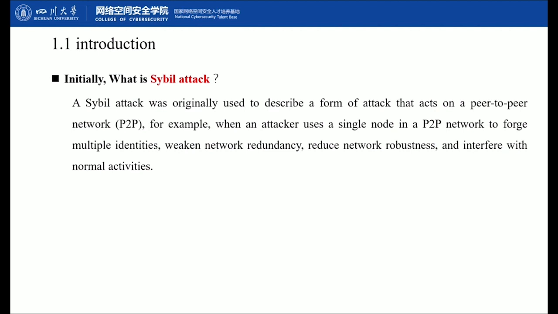A Sybil attack was originally used to describe a form of attack that acts on a P2P network. For example, when an attacker uses a single node in a P2P network to present multiple identities, weaken network redundancy, reduce network robustness, and interfere with normal activities.